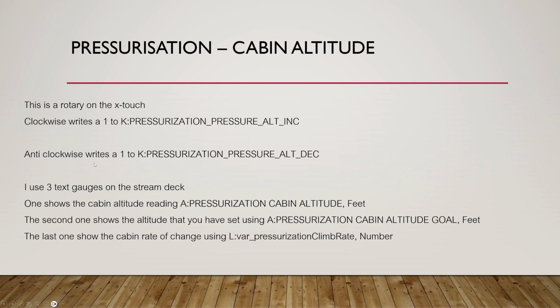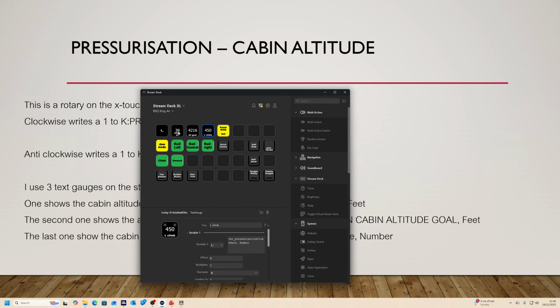Okay, so that's the pressurization. I said I've used 3 text gauges on my Stream Deck, and these are those. So a text gauge is relatively easy to use. You just give it a title and tell it which variable to look for. And so I use this one here, the pressurization of the cabin altitude on here. There I'll put the altitude goal, which again is an A variable.